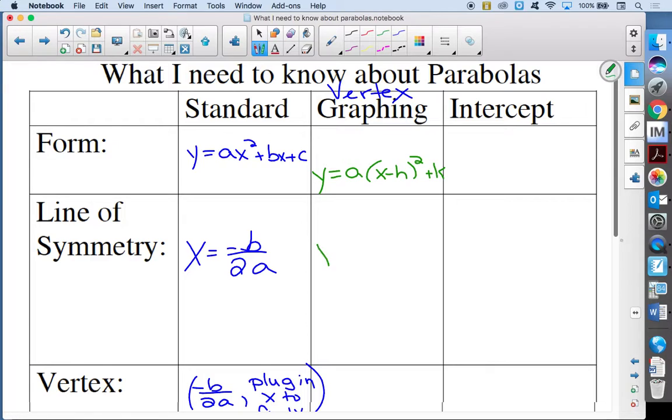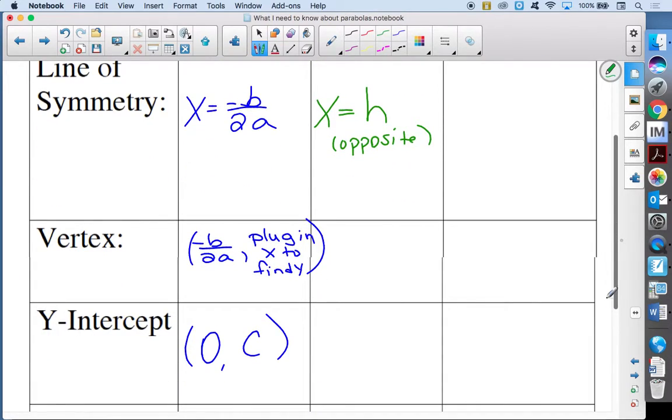So the line of symmetry is just x equals h. Remember, if you want to remind yourself, it's the opposite of what you see in the parentheses, because that minus sign isn't attached to the h. It's a minus sign as part of the formula. So if there's a minus in the problem, really the graph is shifting right. If there's a plus in the problem, really the graph is going left. So it's opposite of what you see in the parentheses. The vertex is h and k, so no calculating necessary.